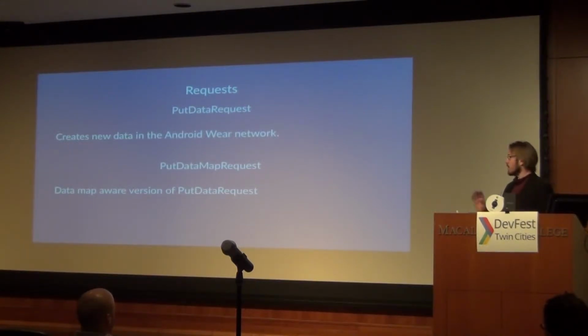The requests are sent to the device using the Google Play SDK API, and this is done with the request mechanism. And here are the two classes that are used for that. The data map request is the one you're generally going to be using.